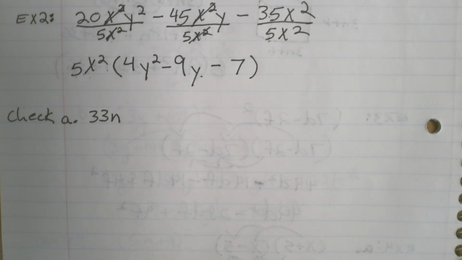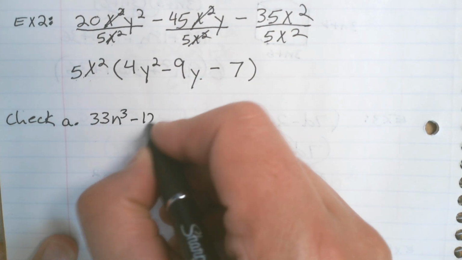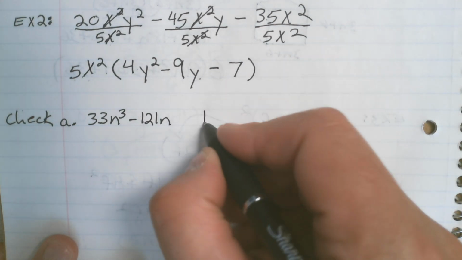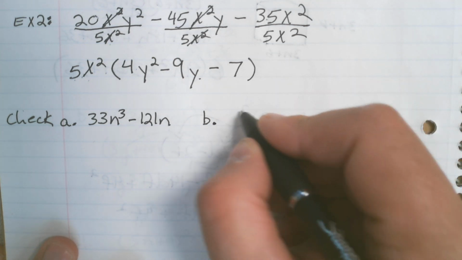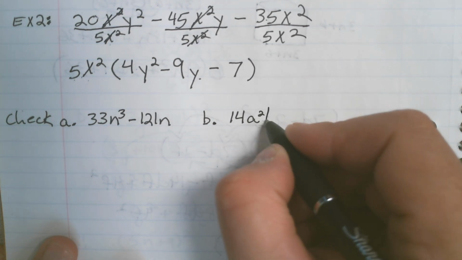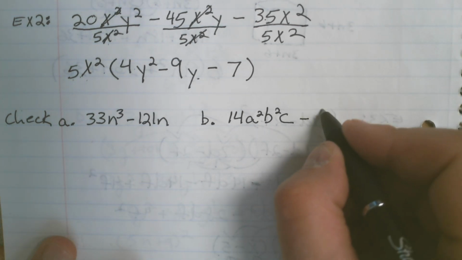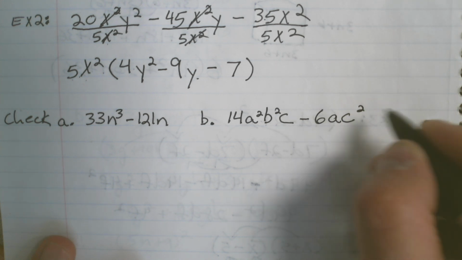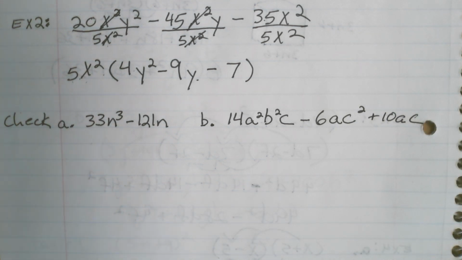All right, 33n cubed minus 121n is your first problem. And that one was way too easy for you, so we had to come up with another one. 14a squared b squared c minus 6ac squared plus 10ac. So take a few minutes and try that on your own, please.